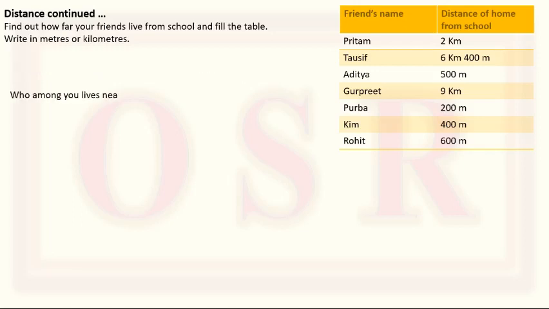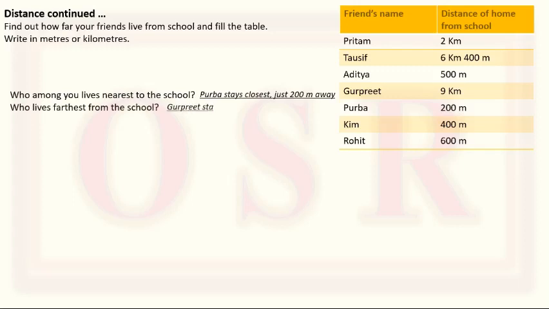Now who amongst you lives nearest to the school? As per this table, Purva stays closest, just 200 meters away. Who lives farthest from the school? Okay, again referencing the sample table, Gurpreet stays farthest, 9 kilometers away.